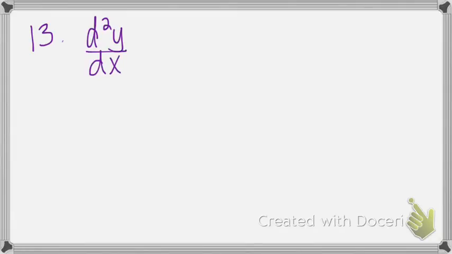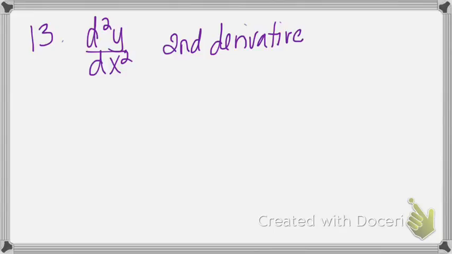So number 13 is asking you to find this. This stands for the second derivative, or y double prime if you want to call it y double prime. So basically what I'm trying to figure out is I'm going to find the derivative, and then I'm going to find the derivative again on that problem. So we have 1 minus xy equals x minus y. So I'm starting by finding the derivative.